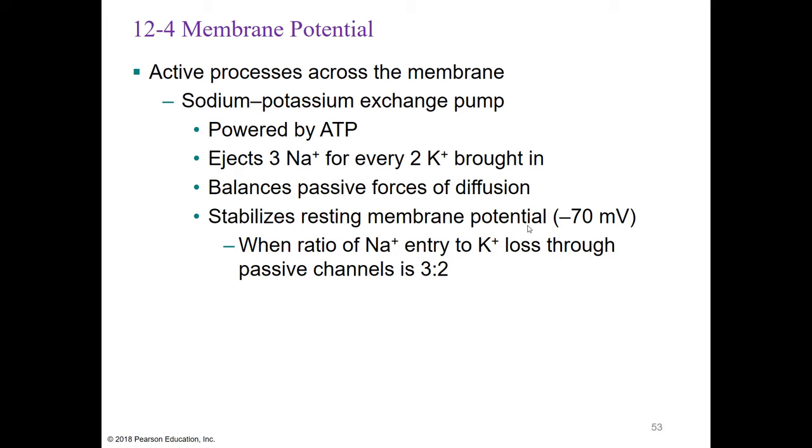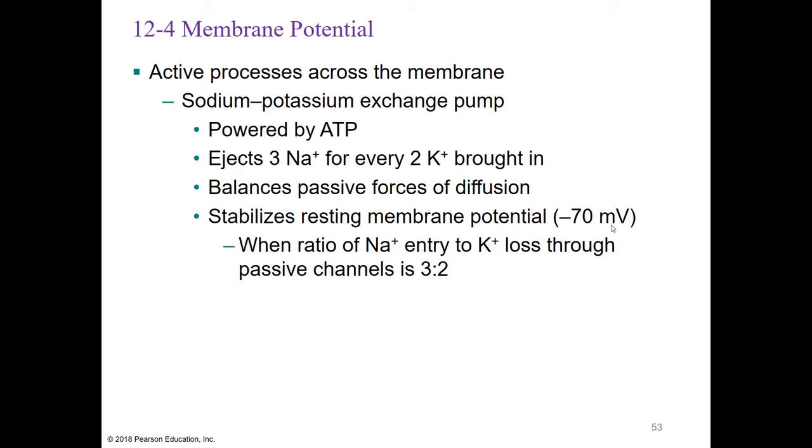And remember, I told you that membrane potential is measured in millivolts. So when our neuron is at rest, we can measure it, and we find that a resting neuron is going to be at negative 70 millivolts. Okay? So whenever a neuron is at rest, this is the number we should expect to see, negative 70 millivolts.